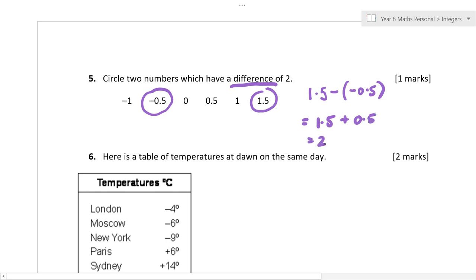But in actual fact, there was also another one. We've got this one here, and this one also has a difference of 2, because 1 subtract minus 1 is equal to 1 plus 1, which is 2.